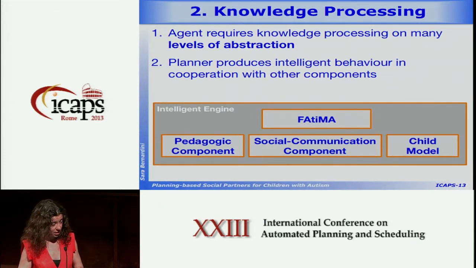Then we have a child model that has the role of basically constantly interpreting the complex mental state experienced by the child during the interaction with the agent. And this child model is based on machine learning techniques and tries to interpret both the cognitive and the affective state of the child. And we face significant challenges in putting together all this knowledge in a coherent way, and especially in the child model component, because it's extremely difficult to assess the mental state of children, and also children with autism.